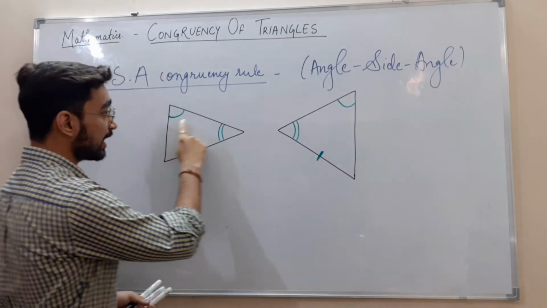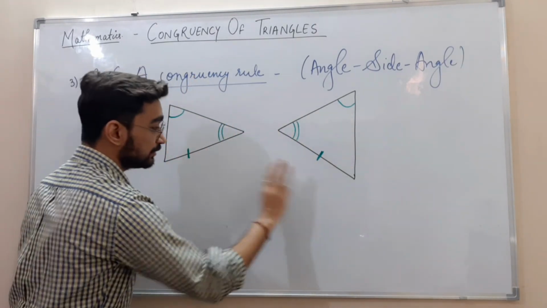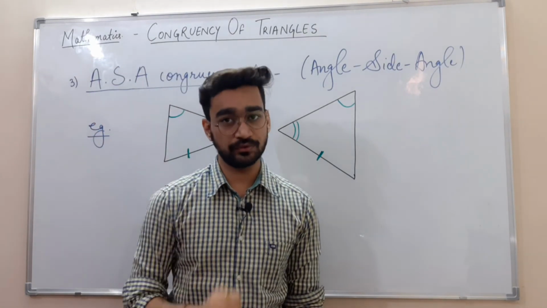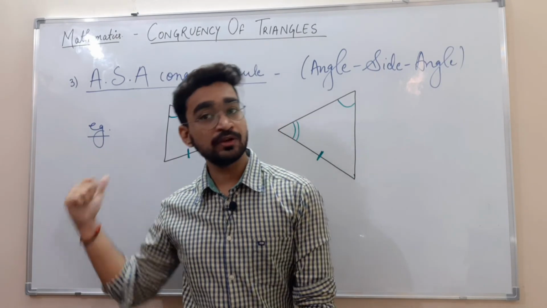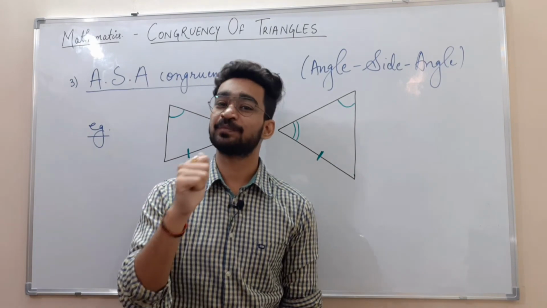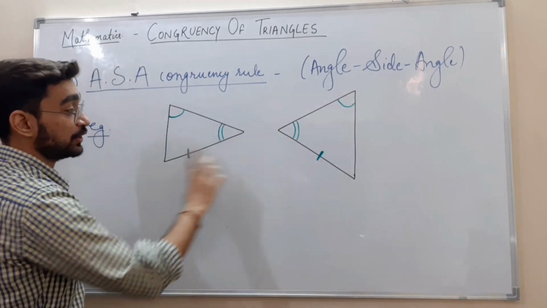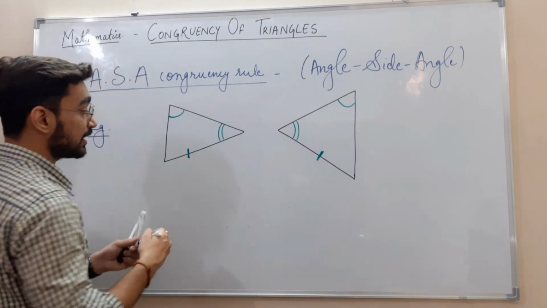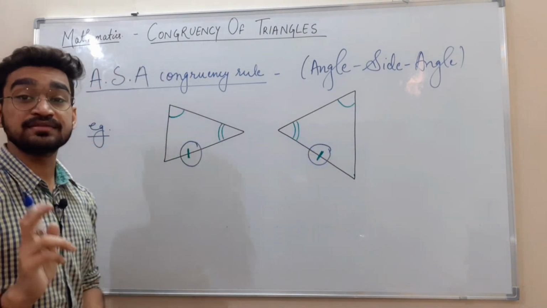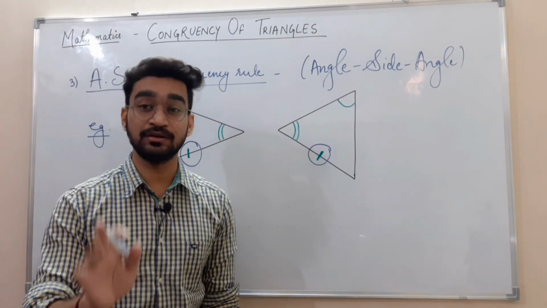So the first thing is this angle we got. Second, we got this angle. Third, we got this side. So we are getting three things which are equal in both of the triangles. Now will they be congruent by using ASA property, yes or no? They will not be. Very good. They will not be congruent because this side which they are giving to us as equal is not the included side.